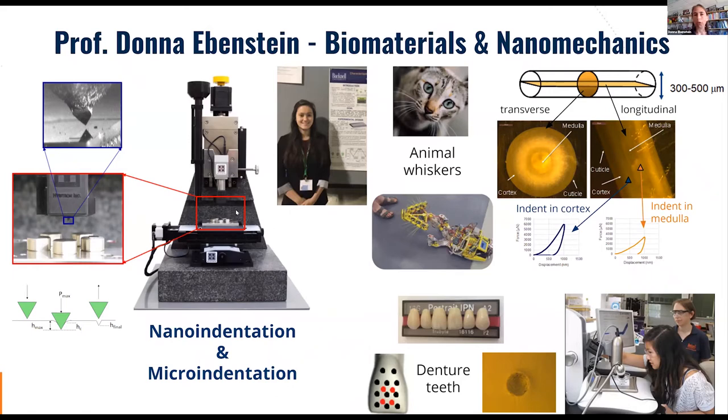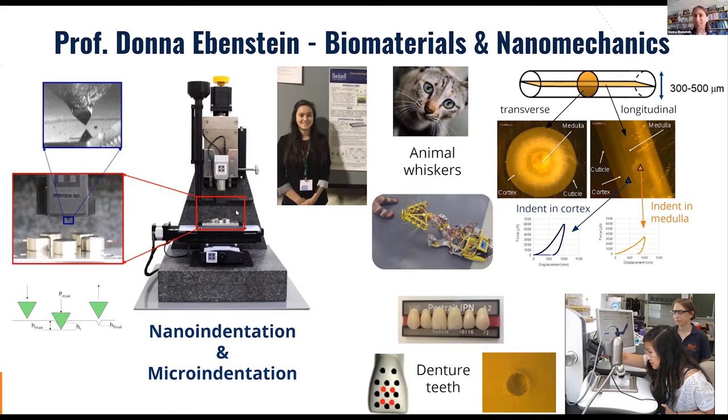They're also multi-material, so we found that we have two layers, an outer cortex and an inner medulla. With nano-indentation, we can indent in those different regions after we section the samples and measure the mechanical properties of each of those subregions, even in these very small samples. So that's really cool. And another example that uses micro indentation is an analysis of denture teeth.